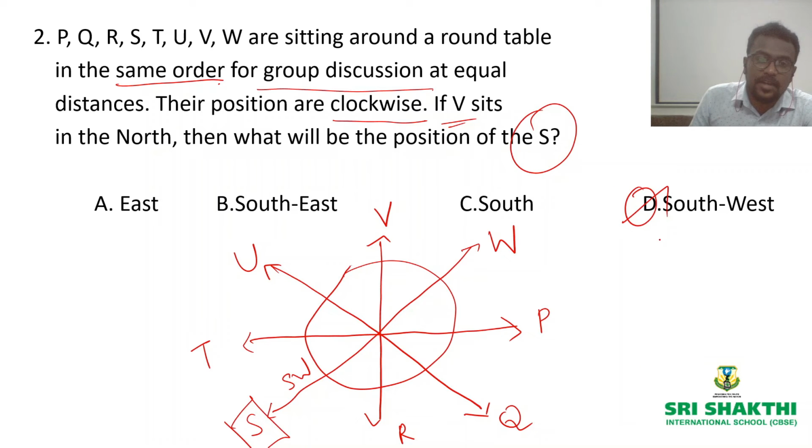So you can identify anyone's position because they have given a hint that they are seated in the clockwise direction, and the second hint is they are sitting in the same order, and they have given one person's exact location. With these three inputs, we can identify anyone's location. So the correct answer for this question is option D, southwest. Let's move to the next question.